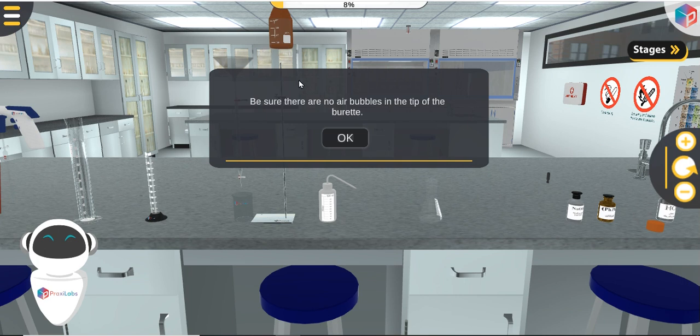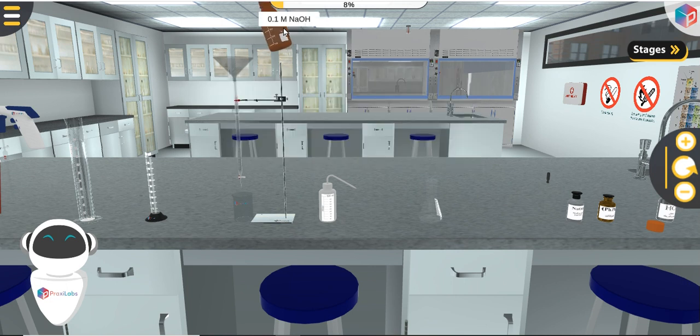Make sure there are no air bubbles in the tip of the burette. What do I do? Maybe you raise the funnel up and place it back again. That could remove any air bubble in the burette. Okay, and these are precautions too, to be recorded while the experiment is going on. Let's continue. Pour. All right, remember to cover your bottle.